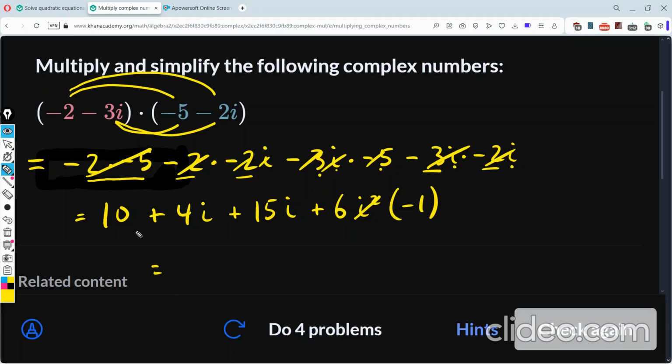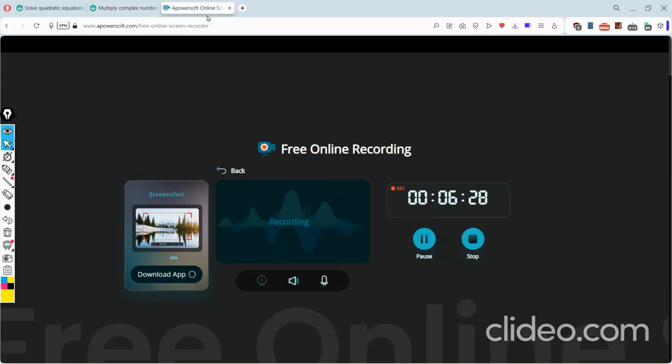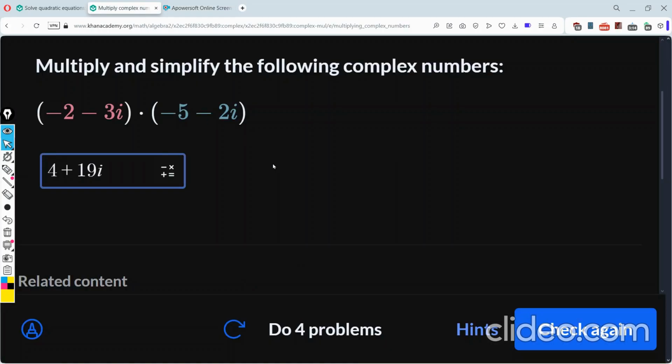All right, so we have a 10 here. Combining like terms, 4i plus 15i is 19i. 6 times -1 is -6. Combining terms further, 10 minus 6 is 4. And we have plus 19i. Final answer: 4 plus 19i.